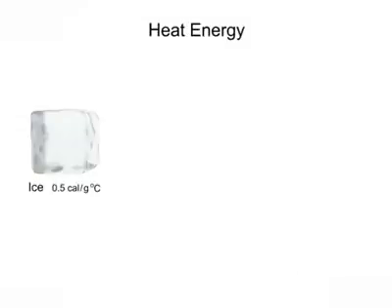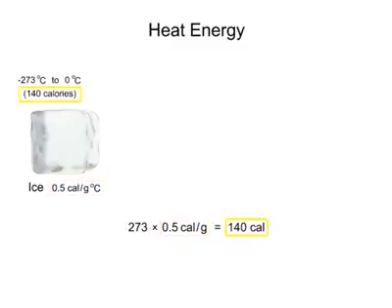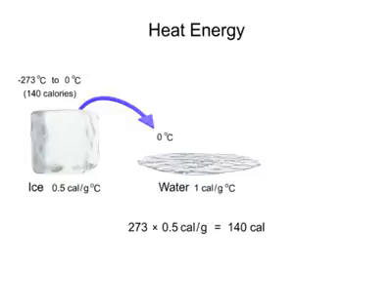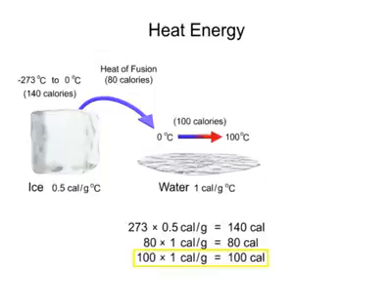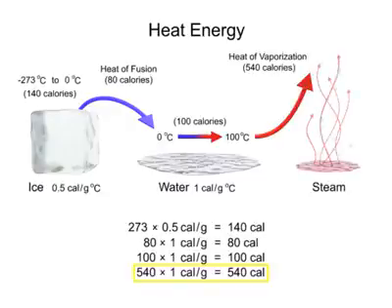To warm 1 gram of ice from minus 273 degrees Celsius to 0 degrees Celsius would be 273 times 0.5 calories per gram, or about 140 calories. The phase change of 1 gram of ice to liquid water requires 80 calories. Then, to heat the water from 0 degrees Celsius to 100 degrees Celsius with a heat capacity of 1 calorie per gram would require 100 calories. The final phase change of 1 gram of boiling water to steam would require an additional 540 calories.